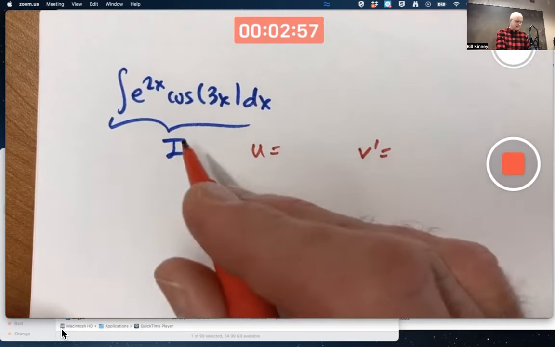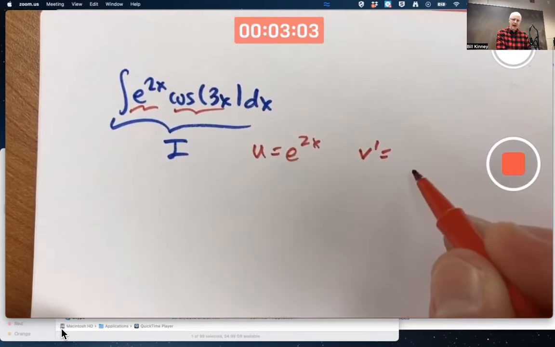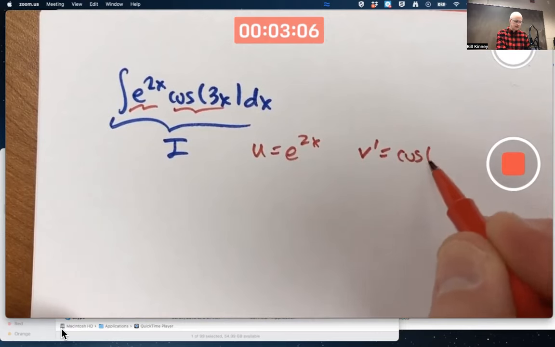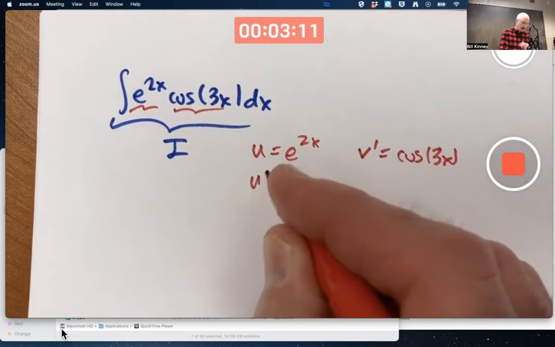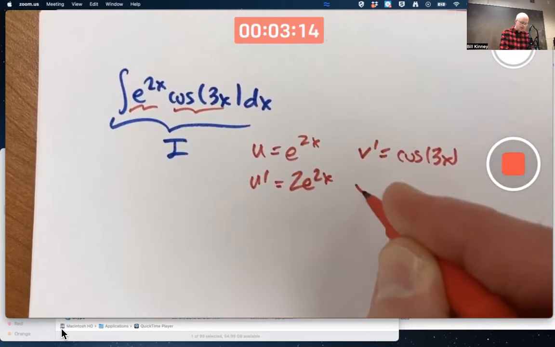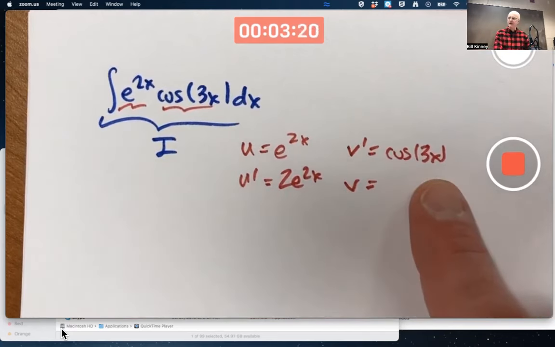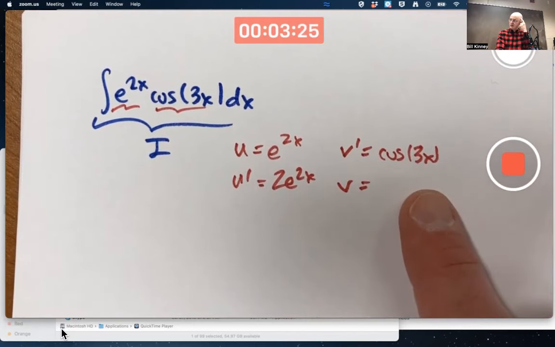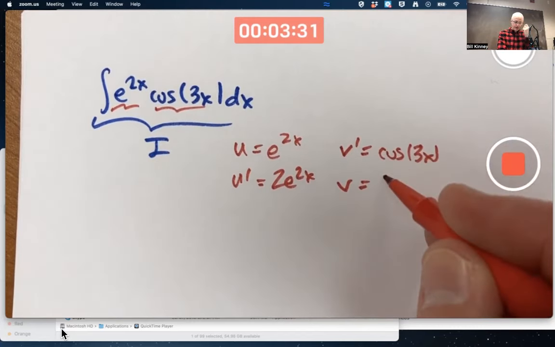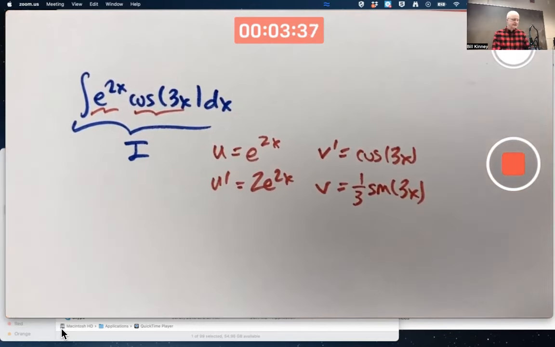Let's just choose the same order that we see here. Let u be e to the 2x, and v prime be the other factor, cosine of 3x. And let's just see what happens when we do this. Find u prime, find v. Be careful. In finding v by integrating v prime, I'm going to do a substitution in my head. I'm really imagining letting w be 3x, dw would be 3dx. And if you do that, and if you're careful, you'll get 1/3 sine 3x as what v is.